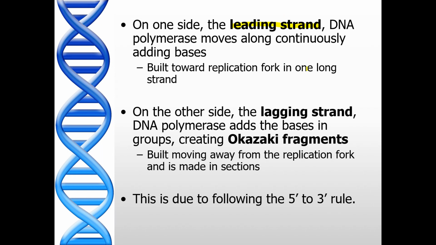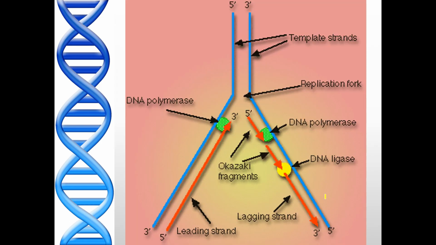I'm going to show you a picture here in a second. On the other side, it has to go against the opening, and so it ends up building that strand in pieces called Okazaki fragments. And so we call that the lagging strand. And this is where that ligase is going to come in that we mentioned earlier, the glue. So this is all because polymerase is picky, okay?